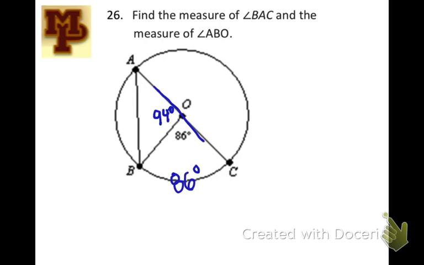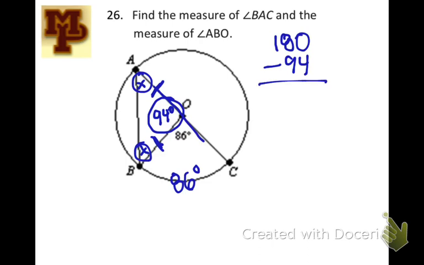And let's see. This is a radius, so they're the same. That means these two angle measures are the same, so they're x and x. So what you can do is take 180 minus 94. What is that? 180 minus 94 is 86. And then you can just divide by 2, and you get 43.